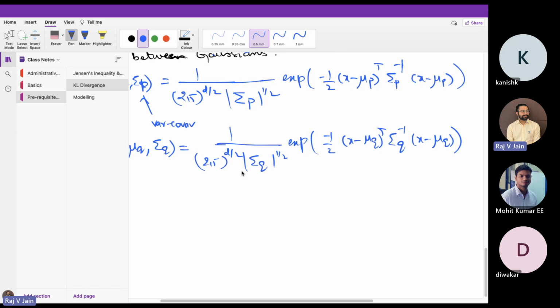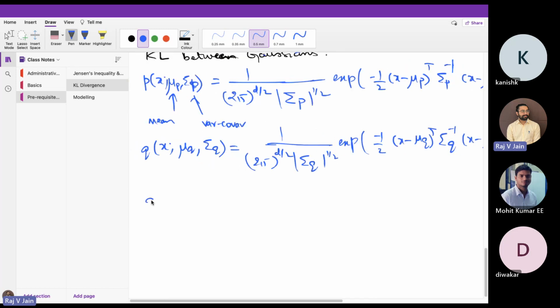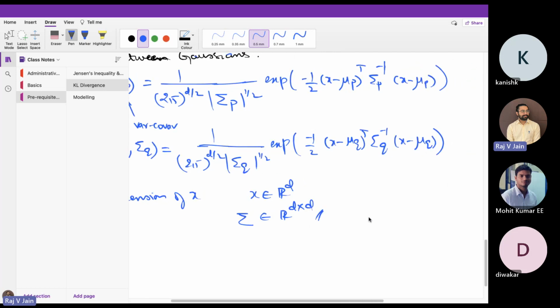What does d stand for here, by the way? d is the dimension of x. We say that x belongs to R^d space, and your mean vectors mu q, mu p will also belong in this space, and your variance covariance matrices will be d cross d matrices, such that they're invertible and all of those nice things.